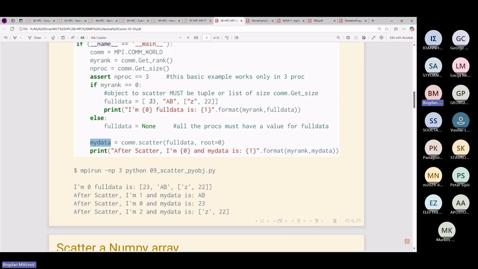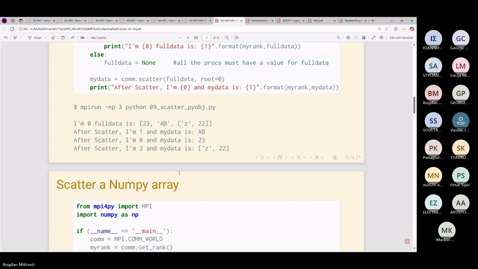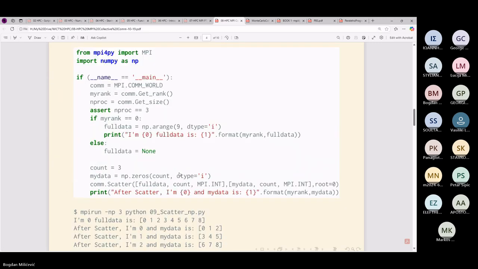This is a very basic example, and it will not work if the number of processes is not 3. This will break. That's why the assertion was checked here.